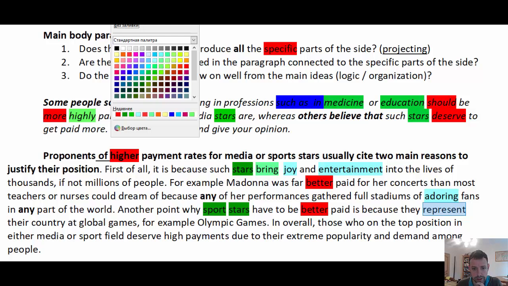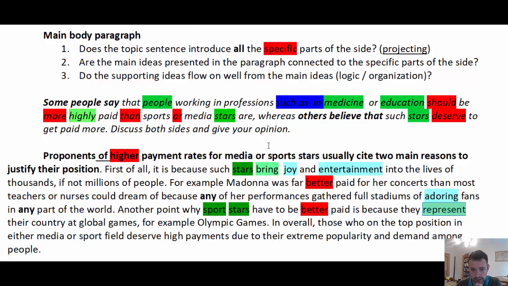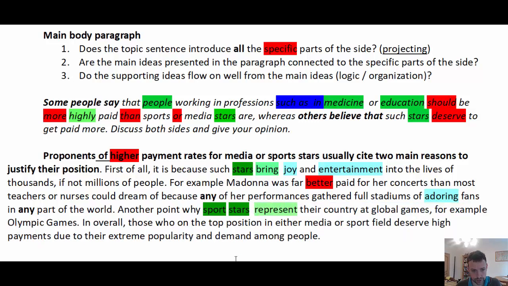Let's put that in the lighter green there, the action. So I'm just going to get rid of this, just so we can see that idea as it is. Sports stars represent their country at global games. Let's compare those two ideas. Stars bring joy and entertainment into the lives of thousands, if not millions. Sports stars represent their country at global games. So it's not as strong as the previous argument.